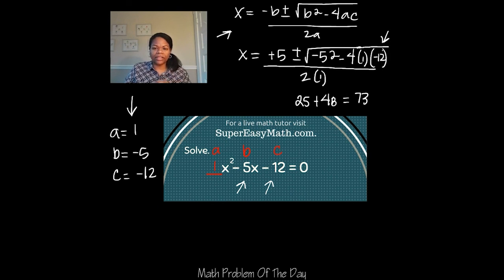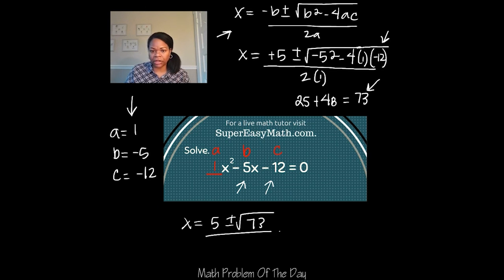Now I'm going to rewrite this whole formula, but instead of writing the minus 5 squared minus 4 times 1 times negative 12, I'm going to write 73. So now that would look like x equals 5. I can drop that plus sign in front. Plus or minus the square root of 73. And all of that is over 2. That 1 drops off because whenever you multiply something by 1, it's just the other number.